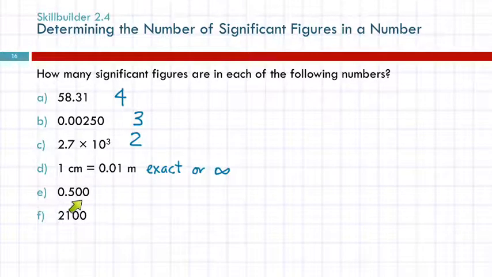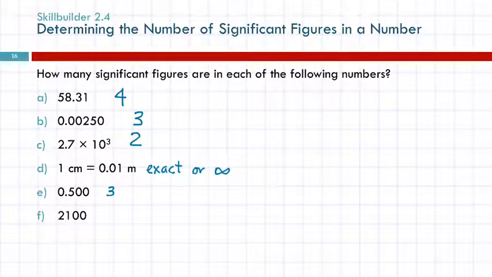How about 0.500? 3. That leading zero is not significant. They never are. And you'll notice, perhaps, that we always put a zero in front of a decimal point. We don't ever just start with a decimal point. Decimal points are very small, and they're easy to overlook. By putting a zero in front of them, it calls attention to the decimal point. So that zero is a leading zero. These trailing zeros are significant because there's a decimal point.